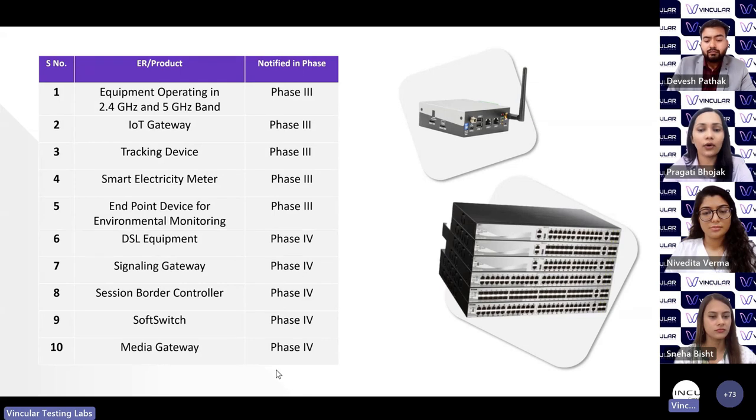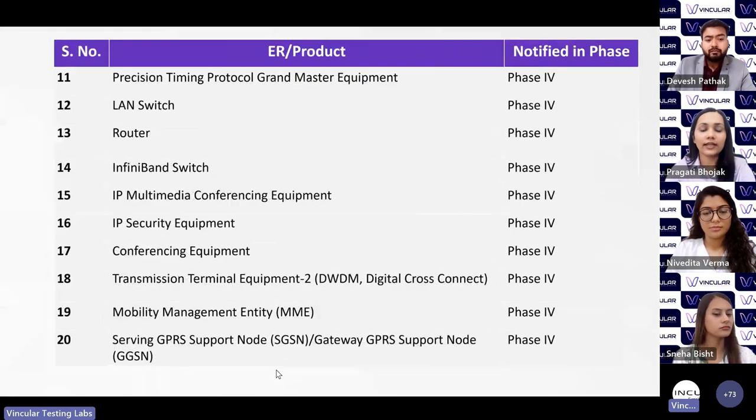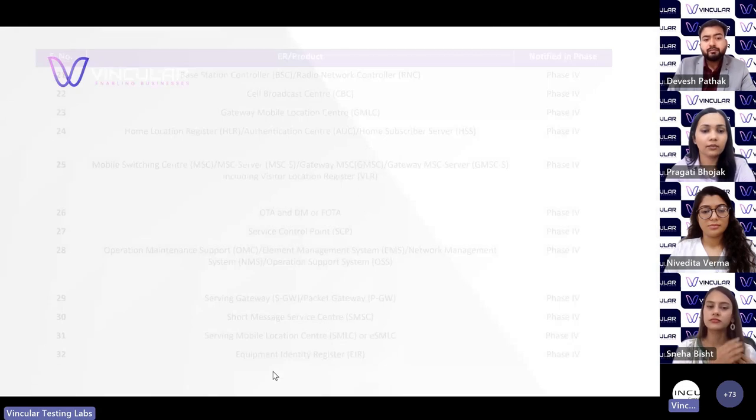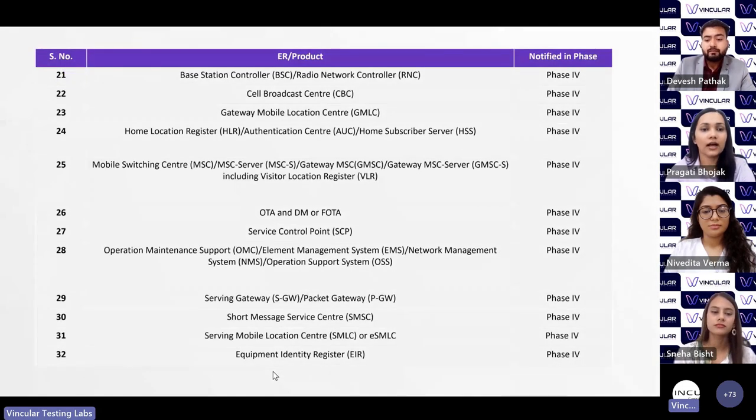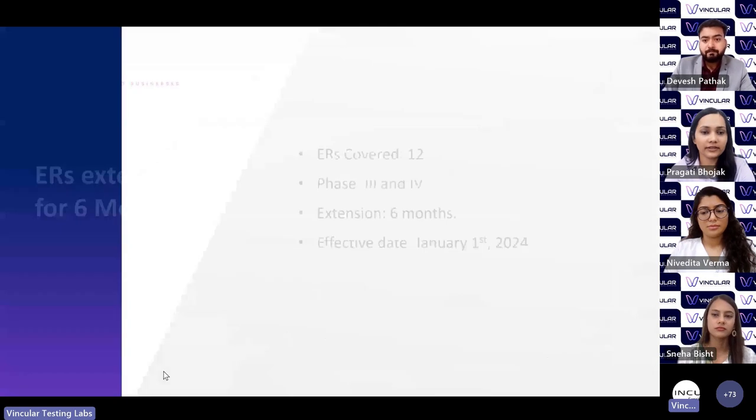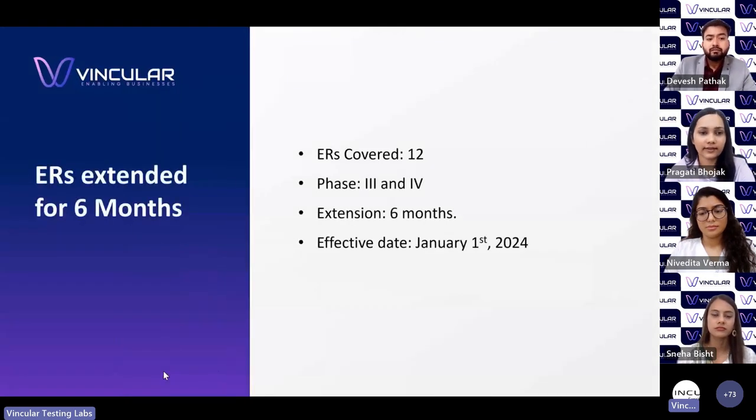The products like IoT gateway, tracking devices, SBC, routers, switches, etc. These products fall in the list. On the screen, we can see the names of the ERs at a glance. It also has mobile management systems, OTA and DM or FOTP service control devices.